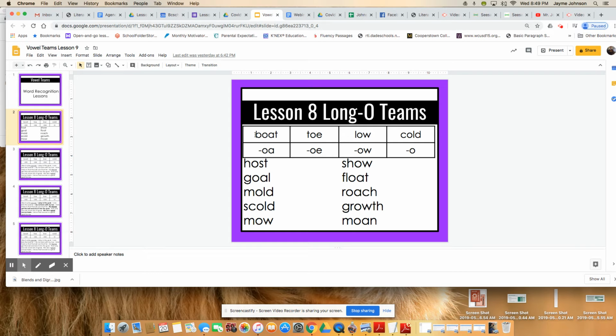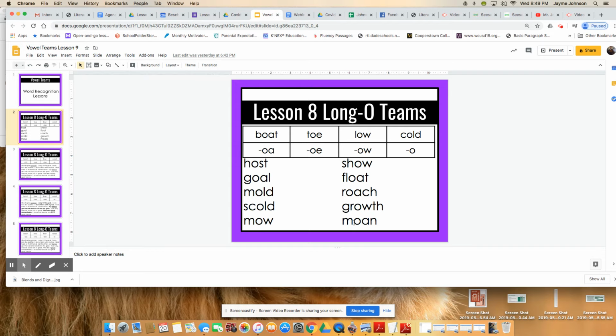Find your next word. Find your vowel team. Ready? And go. I know this word is boat, so this word is roach. Roach. Ew, roach. Nasty bug. Ugh. Find your next word. Find your vowel team. Ready? And go. I know this word is low, so this word is growth. Growth. If we show a lot of growth, it means we've grown a lot.